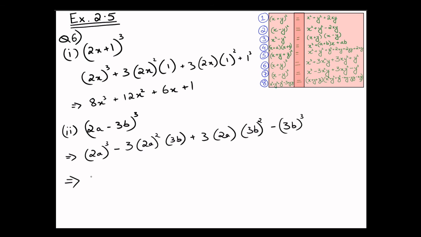Expanding the brackets, I get 8a cube minus 3 times 3 is 9, 9 times 4 is 36, a square b. Here we have plus 3 times 3 is 9, 9 times 6 is 54, ab square, and here we have minus 27b cube, and this gives us the expansion of the cube.